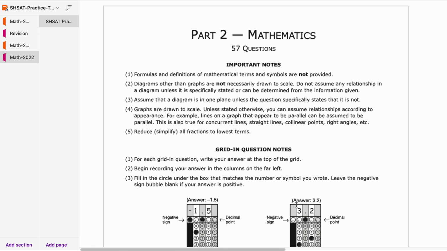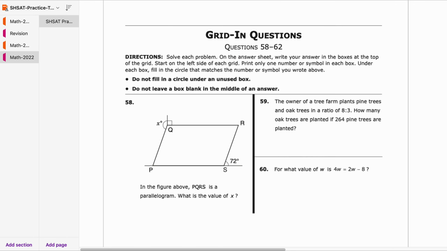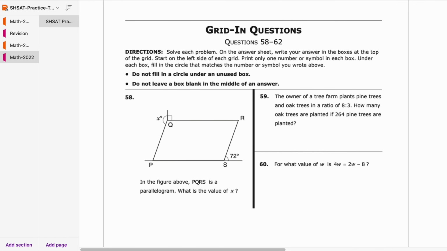Hey everybody, so we're going to be covering the 2022 SHSAT math practice test, and you can access this through the NYC student handbook. So let's get started. Okay, so we're going to start with the gridded questions.